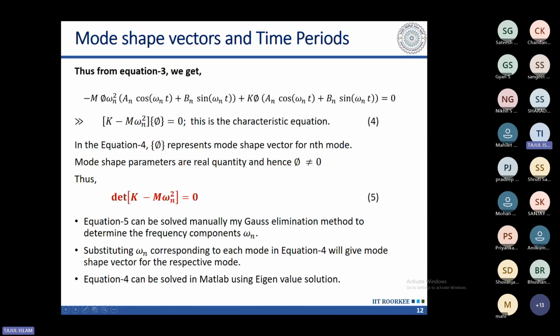So these things we have already discussed. First, you determine omega n from this expression, then substitute each of the omega n in this, then determine the mode shape for the respective omega n. So equation 4 can be solved in MATLAB using an eigenvalue solution. What we do here, we call the eigenvalue solution. This problem is an eigenvalue problem. The standard term we use for this kind of solution is the eigenvalue problem.